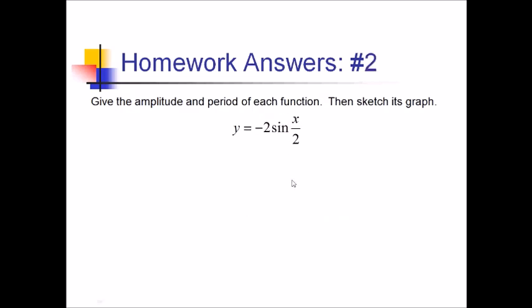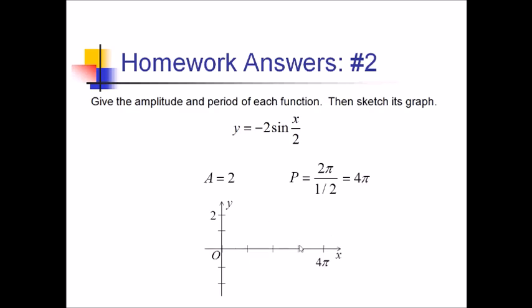For number 2, the amplitude on this one is going to be a positive 2 because amplitude is always expressed as a positive number. It's just how far are you going in each direction. And then for the period, that's going to be 2 pi over the b value of 1/2. So that's going to be 4 pi if you multiply by the reciprocal. Putting that on a graph now, we have an amplitude of 2 that we're going up and down. And for my fourth hash mark, I'm going to write 4 pi.